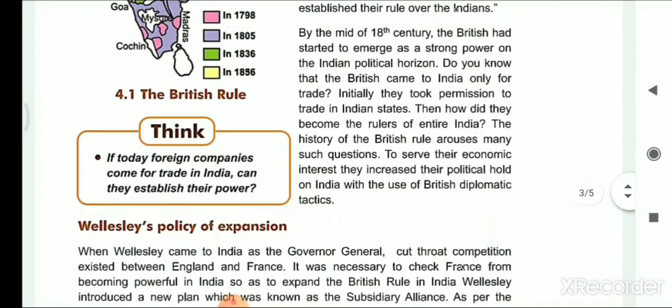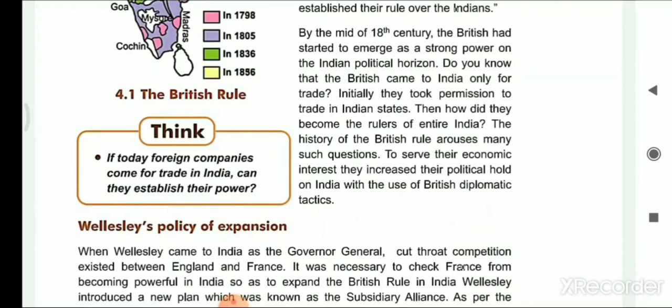So here we are going to discuss: by the mid of 18th century, the British had started to emerge as a strong power in the Indian political horizon. Do you know that the British came to India only for trade? Initially, they took the permission to trade with Indian states. Then, how did they become the rulers of entire India?